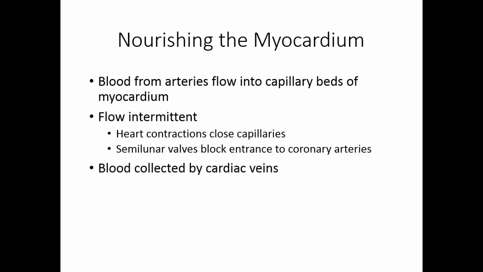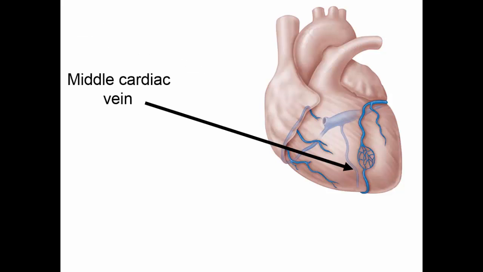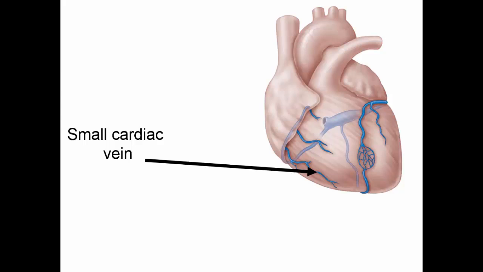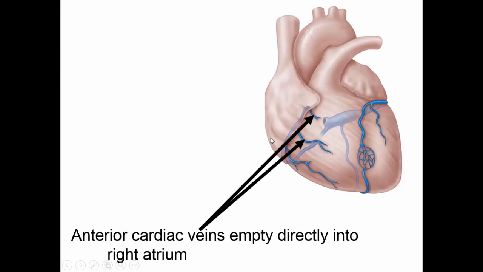The blood is collected from the capillary beds by the cardiac veins. The great cardiac vein, the middle cardiac vein, and the small cardiac vein all empty into this area called the coronary sinus, and the coronary sinus dumps directly into the right atrium. Then there are a couple of small anterior cardiac veins that also empty directly into the right atrium.